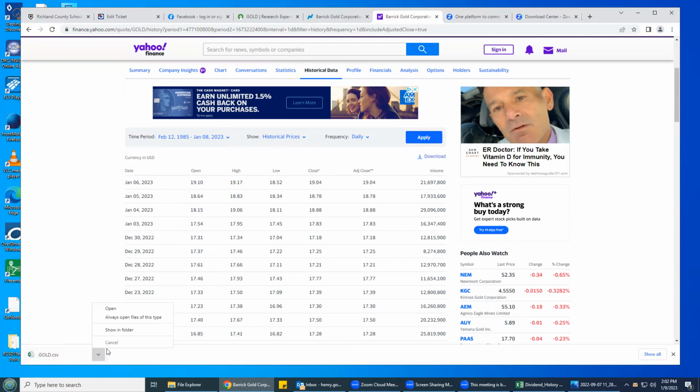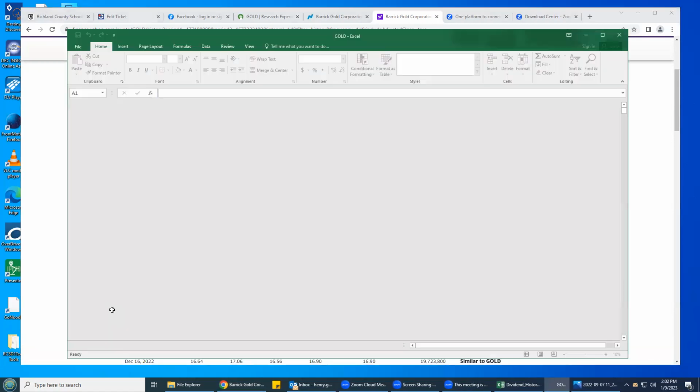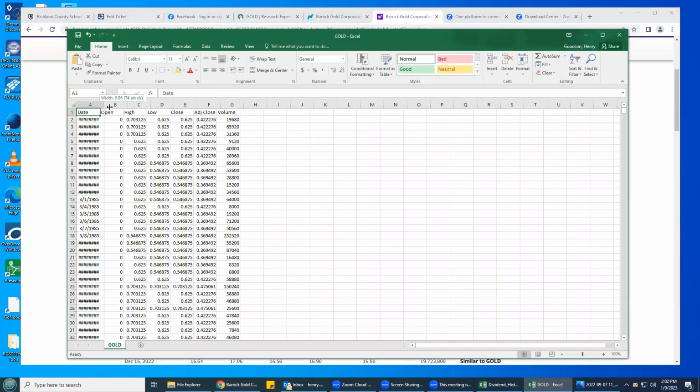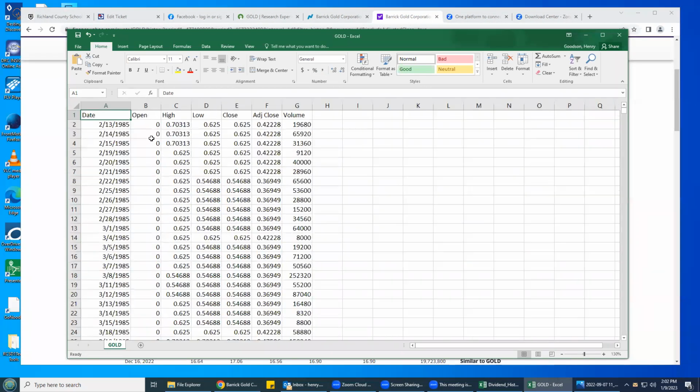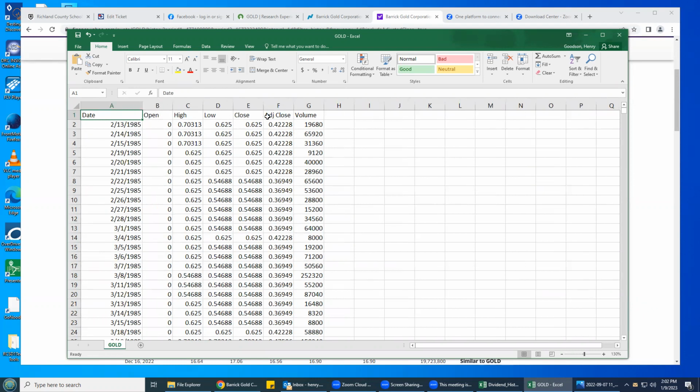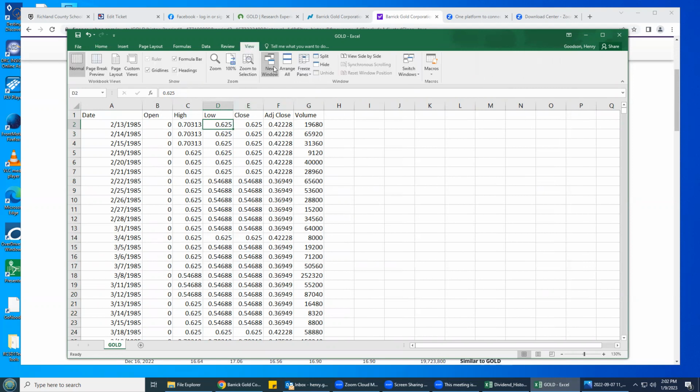Open this up, and we're going to blow it up. I've got to actually figure out what adjusted close is. I don't know if we should be using the close or the adjusted close, but it makes a big difference: 62 versus 42 cents. So we're going to filter here.